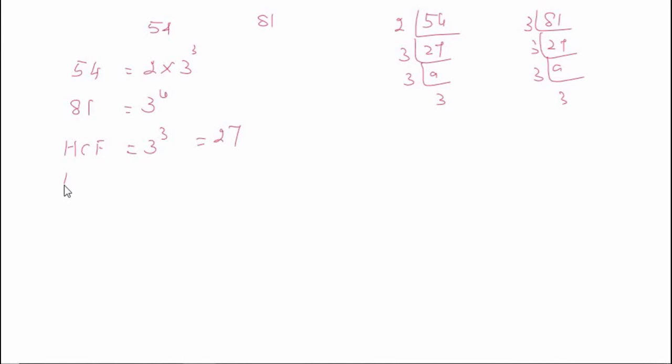Now LCM is the product of the largest powers of each prime factor. So that is, here is 2, here nothing is there, so it is 2, here is 2 cube, here 3 to the power 4, so it is 3 to the power 4. Now if you simplify this, LCM comes to 162, that is 3 to the power 4 is 81 into 2 is 162.